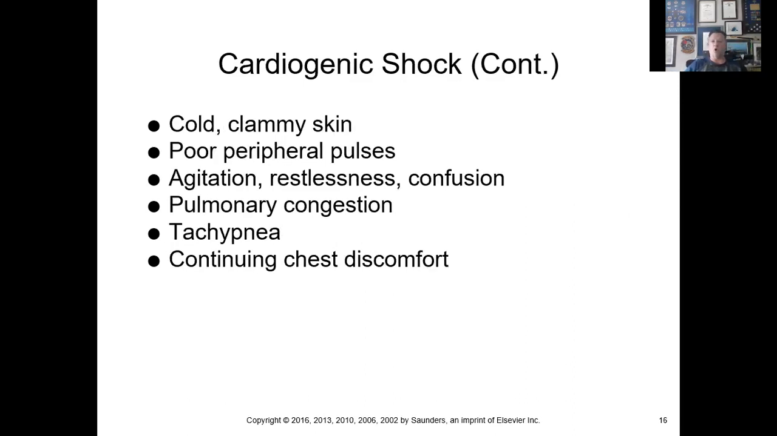Now, they'll come in cold, clammy, looking like they're dying. Poor peripheral pulses because everything's shut down peripherally. They'll be agitated, restless, actual confusion because the brain's getting stolen from some blood, and they're not making rational decisions. Pulmonary congestion, they'll start to go into a bit of heart failure because the heart's shunting blood away from the lungs even. They're going to be breathing real fast because they're oxygen hungry, and they're going to have crushing chest pain.